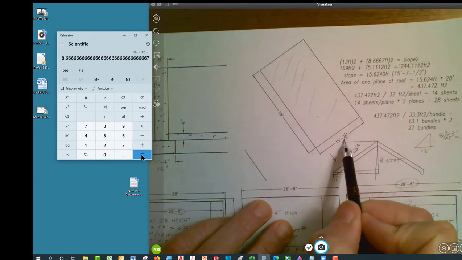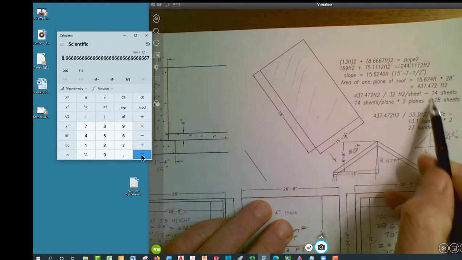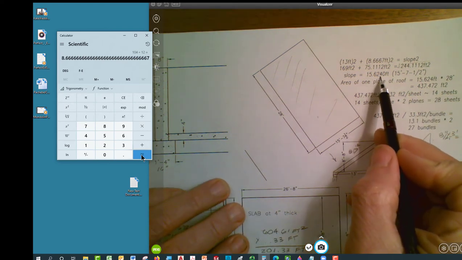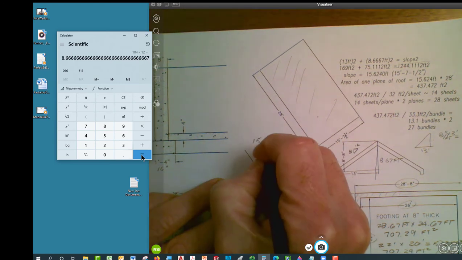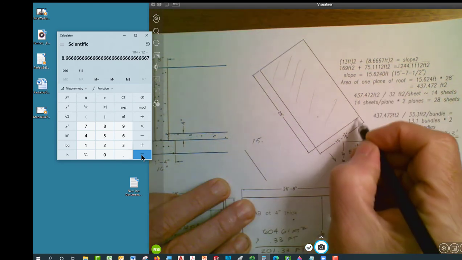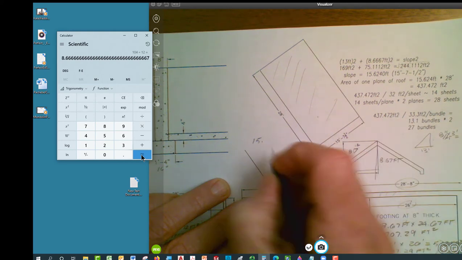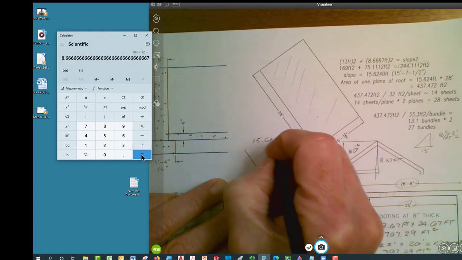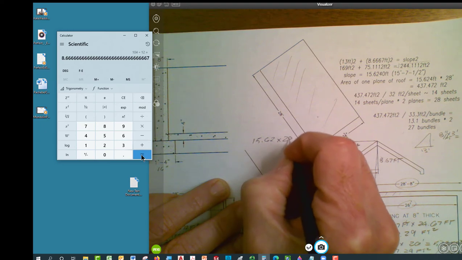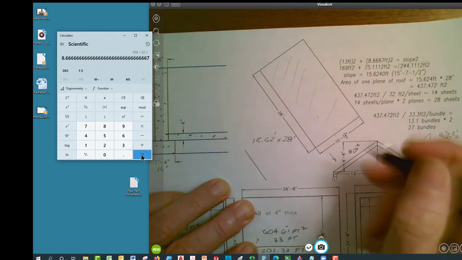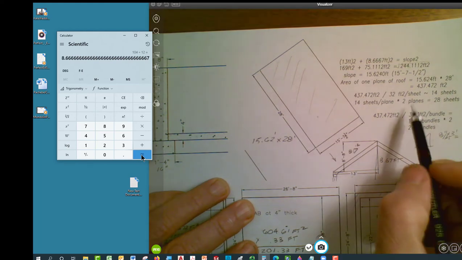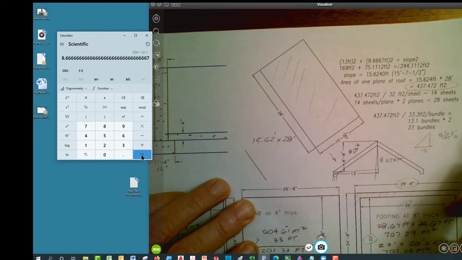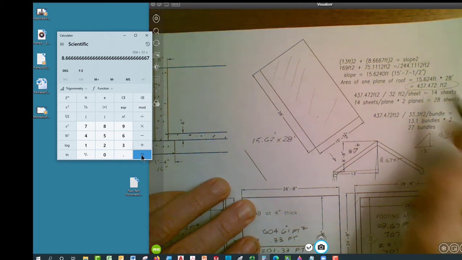So 15 feet 7.5 inches is 15 feet 0.624. So we're going to multiply 15, that's the overall length of that, that's the roof slope. Going to multiply 15.62 times 28, the feet in both cases. That'll give us the area of one roof plane. The area of one roof plane is 437.42472 square feet.